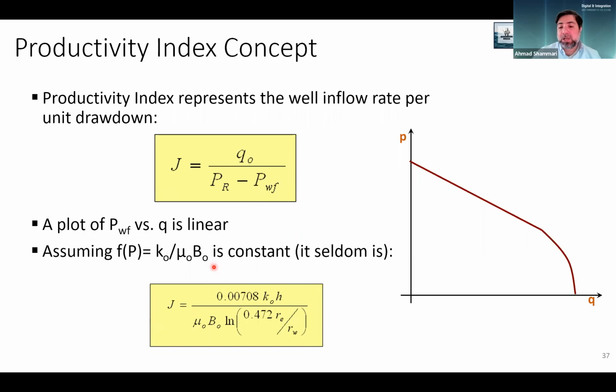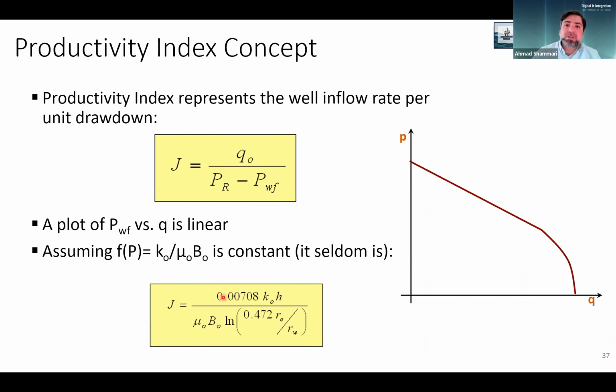meaning using the Darcy concept, assuming the fluid properties are not changing with the reservoir pressure. Of course, they do change, but assuming that this concept is constant, then simply we say that J equals 0.00708 k_o, of course, for oil, h, where h is the thickness of the reservoir, divided by mu, the viscosity, the formation volume factor, and then ln 0.472 r_e divided by r_w. So this is the analytical method.